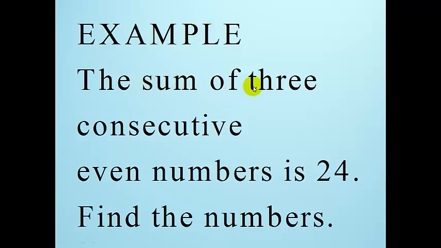Example. The sum of 3 consecutive even numbers is 24. Find the numbers.